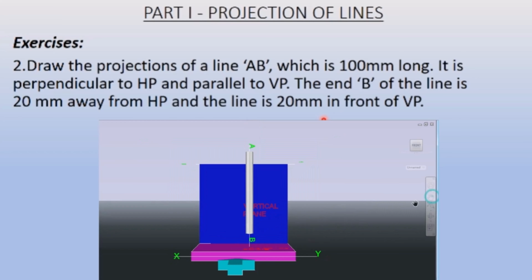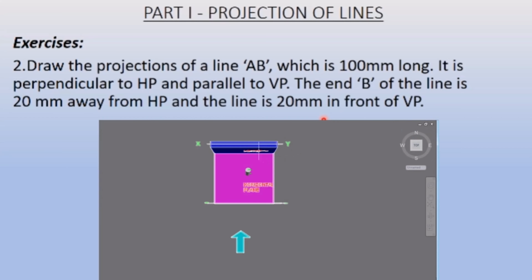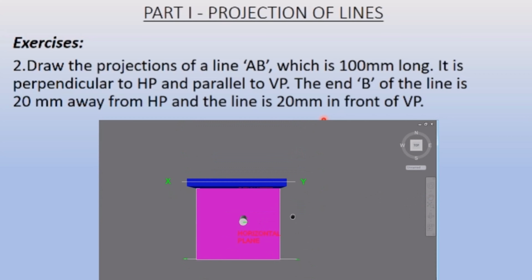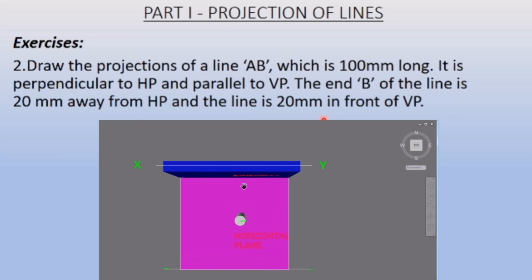If I view it from the front, this is going to be my horizontal plane. So the end B is 20 mm above the HP. This gap here is 20 mm because it is mentioned in the question. And if I view from the top view, this blue colored plane is the vertical plane, and the line is 20 mm in front of VP. So this is going to be my 20 mm distance.